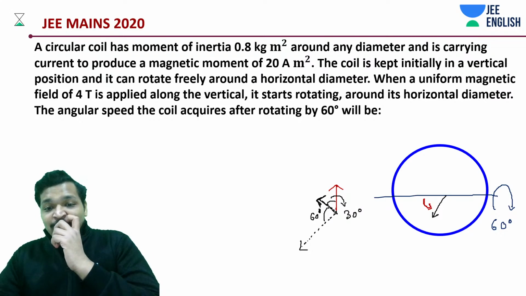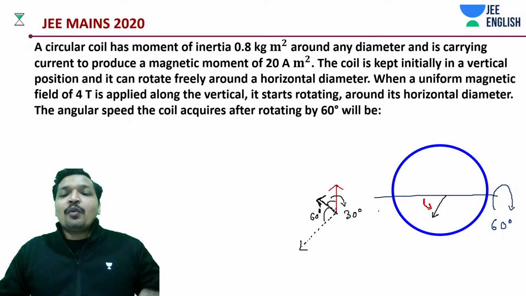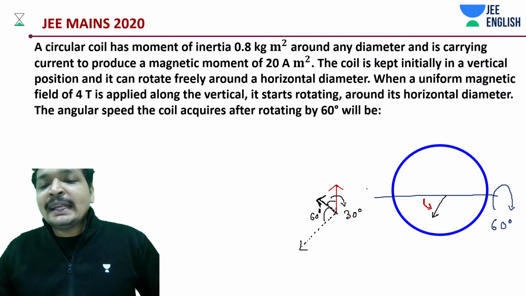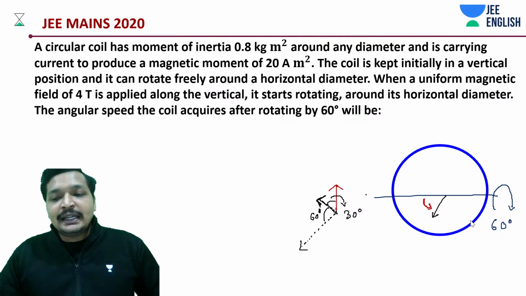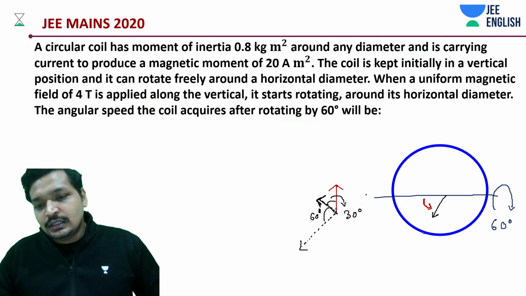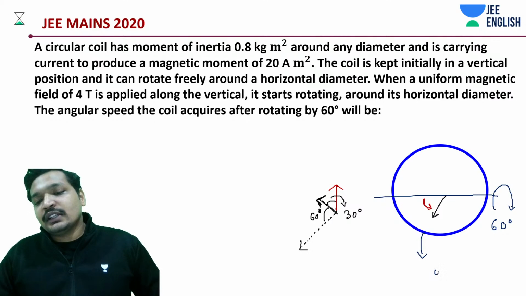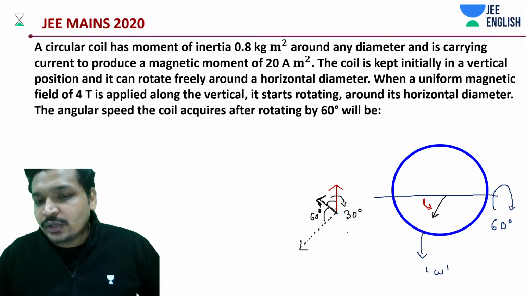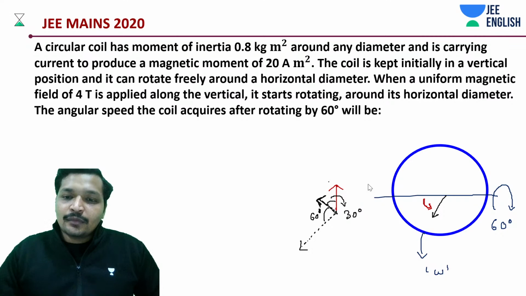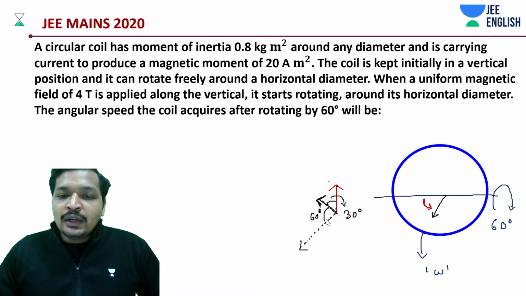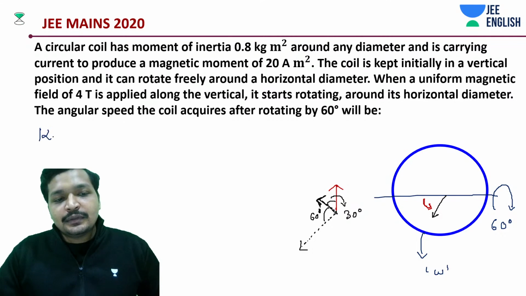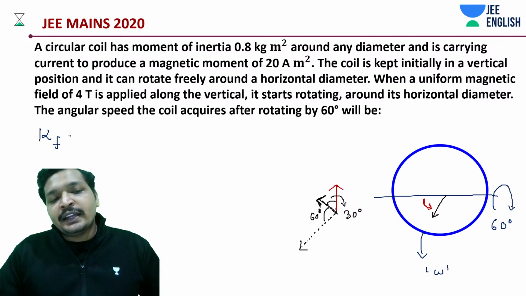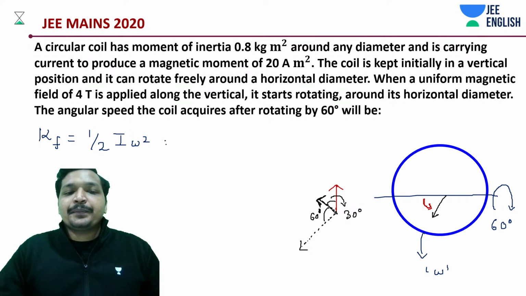And at this point, once it has rotated to 60 degrees, what happened to the coil? It gained some kinetic energy. It started rotating with an angular velocity omega. Okay. Now let's do a thing. First of all, what is the kinetic energy? Kinetic energy final is how much? Half of I omega square.